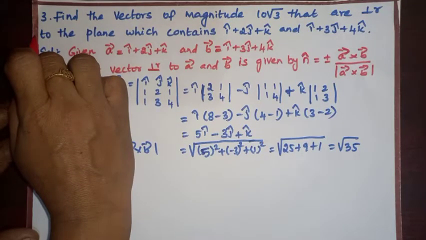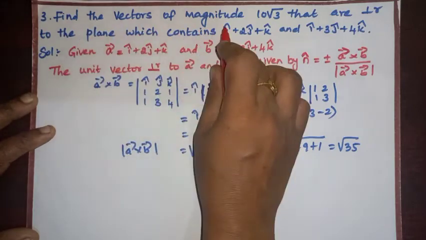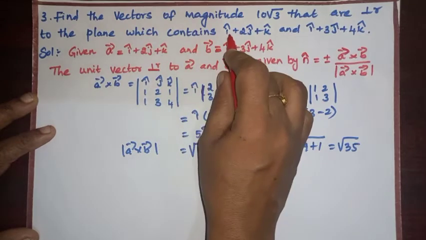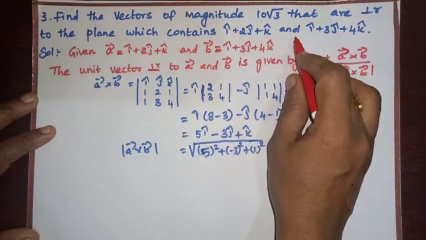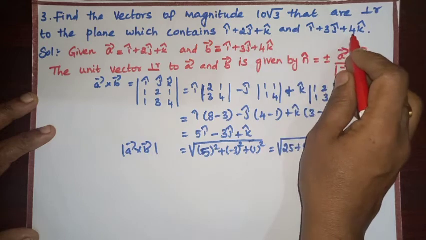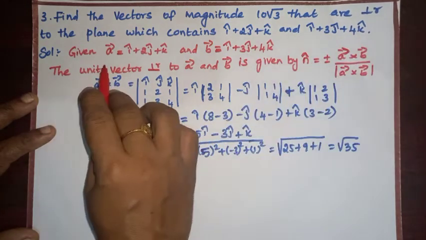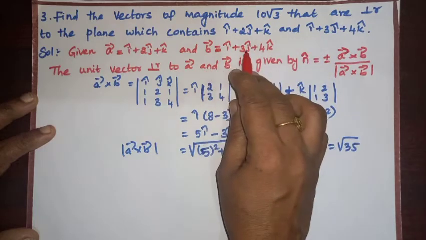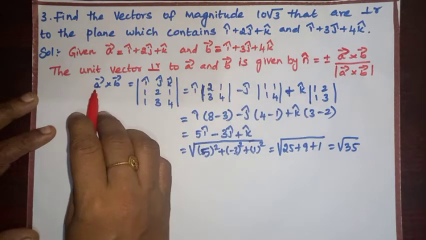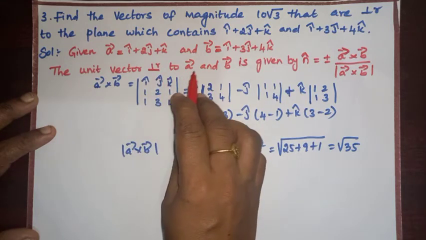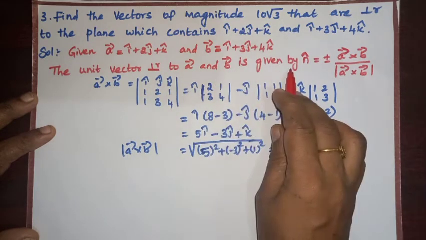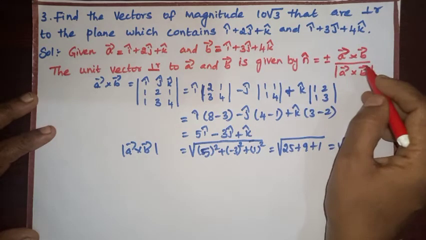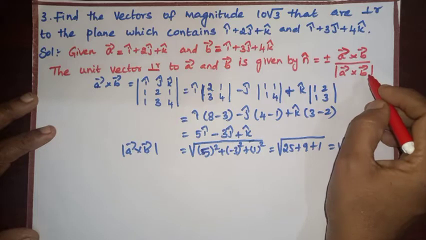Question number 3. Find the vectors of magnitude 10 root 3 that are perpendicular to the plane which contains i plus 2j plus k and i plus 3j plus 4k. So consider vector A as i plus 2j plus k and vector B as i plus 3j plus 4k. Now we are going to find the unit vector perpendicular to vector A and vector B, which is given by n cap equal to plus or minus vector A cross vector B divided by the magnitude of vector A cross vector B.